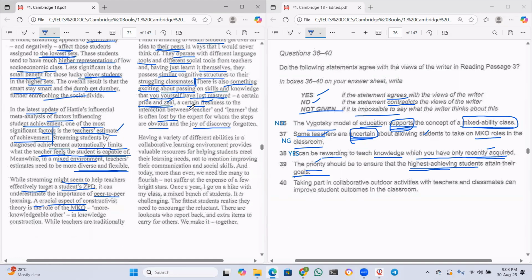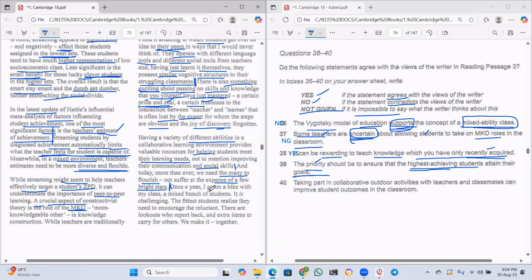A certain pride and zeal and a certain freshness to the interaction between teacher and learner that is often lost by the expert for whom the steps are obvious and the joy of discovery forgotten. Having a variety of different abilities in a collaborative learning environment provides valuable resources for helping students meet their learning needs, not to mention improving their communication and social skills. And today, more than ever, we need the many to flourish, not suffer at the expense of a few bright stars. Right, there is a lot of meaning in this.